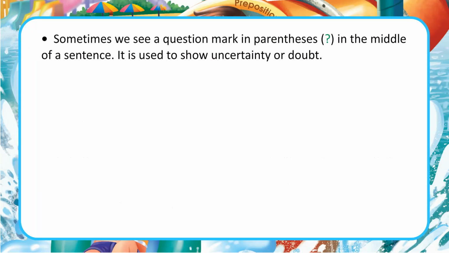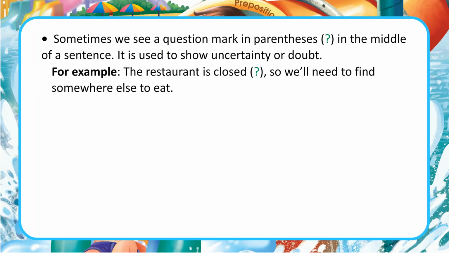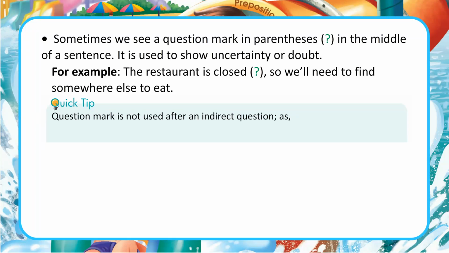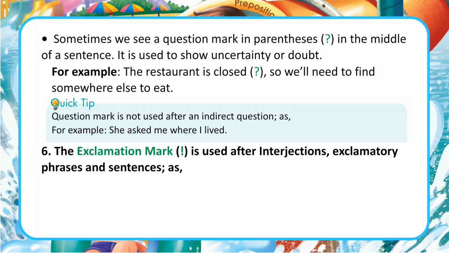Sometimes we see a question mark in parentheses in the middle of a sentence. It is used to show uncertainty or doubt. For example, the restaurant is closed (?), so we'll need to find somewhere else to eat. Quick tip. Question mark is not used after an indirect question, as, for example, she asked me where I lived.